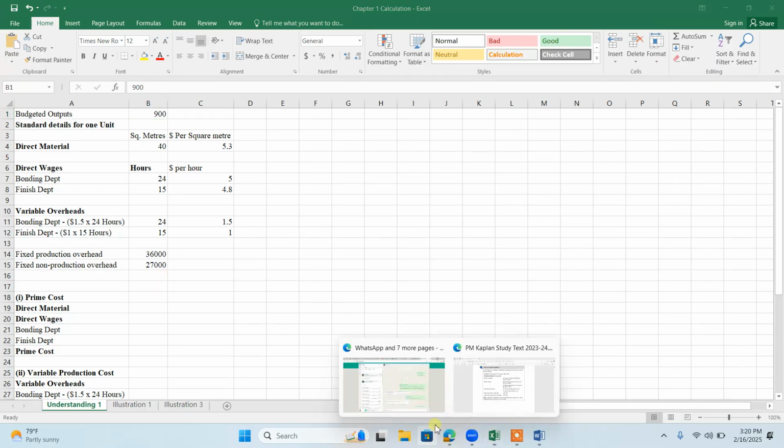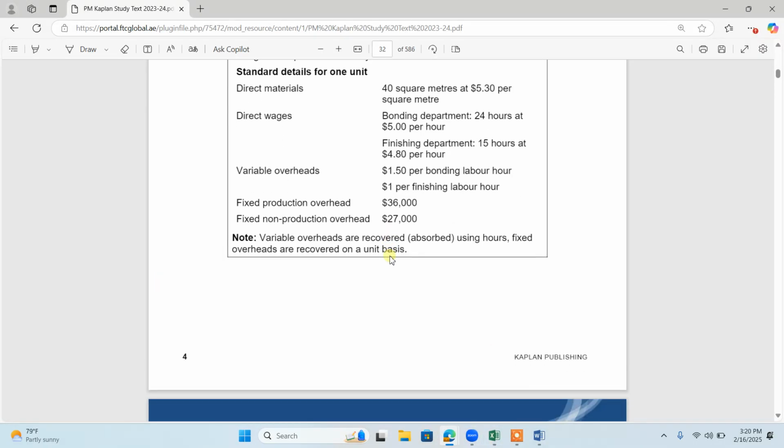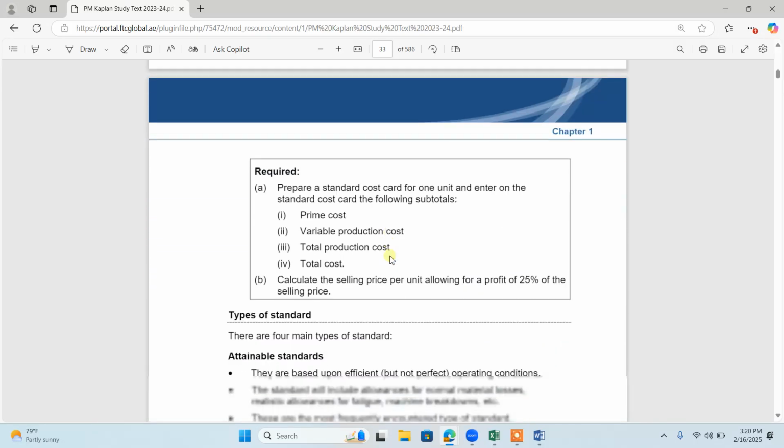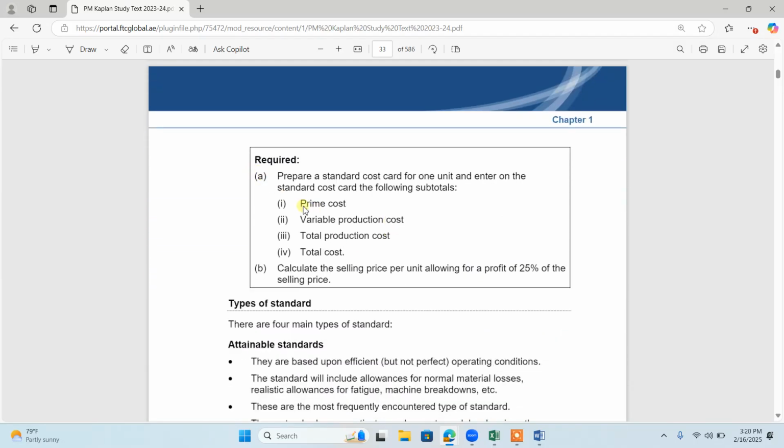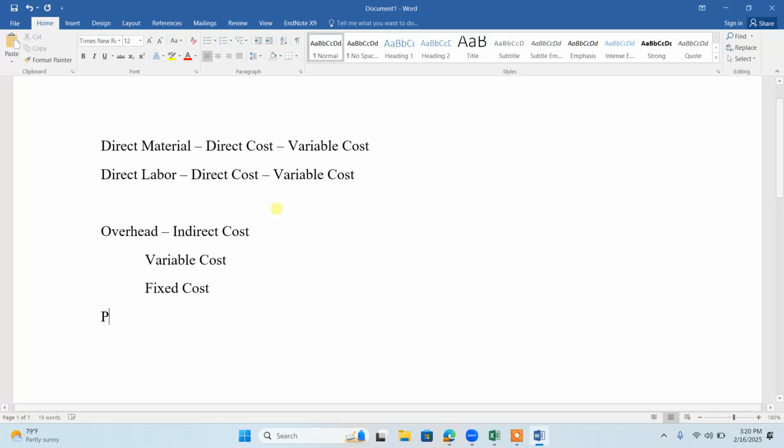So coming to the question, what are the requirements? The first requirement is to calculate the prime cost using the standard cost card for one unit. On the standard cost card, the following subtotals are required. The very first one is the prime cost. The idea of prime cost means the direct cost.